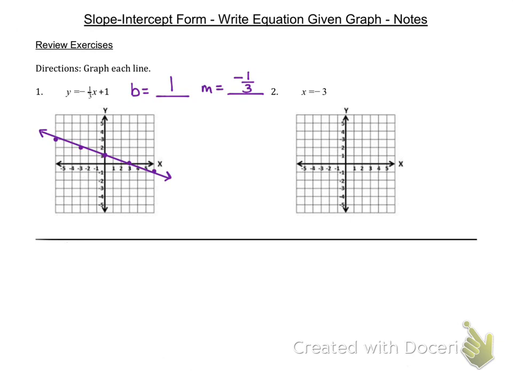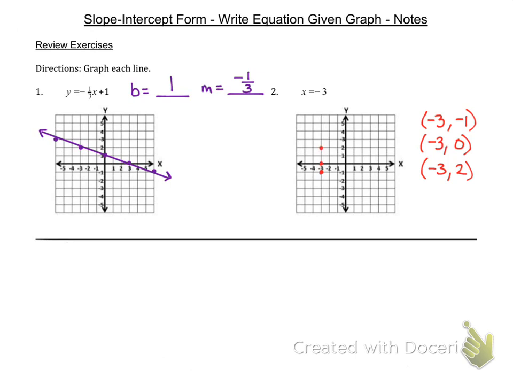Let's try number 2. We have the line x equals -3. For this one, I'm going to find 3 points that have the x value of -3. So I'm going to do (-3, -1), (-3, 0), and (-3, 2).